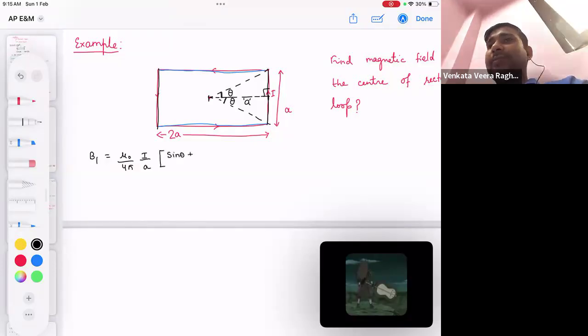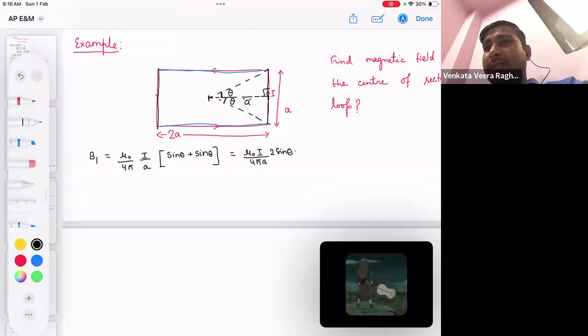Sine theta plus sine theta. But the problem is we need to calculate the sine theta to answer this further. Okay, now what are we getting? Mu naught I by 4 pi a into 2 sine theta. And now, just check what we get after calculating the value of 2 sine theta.